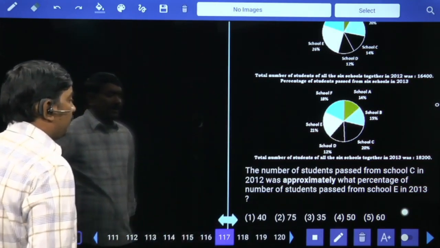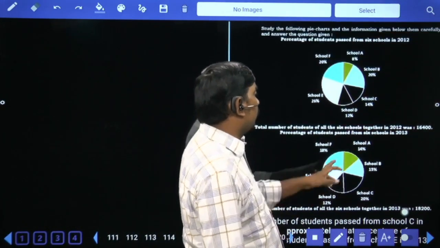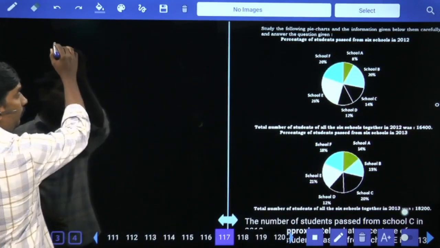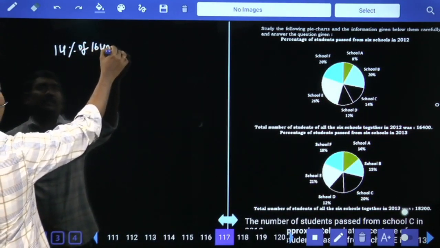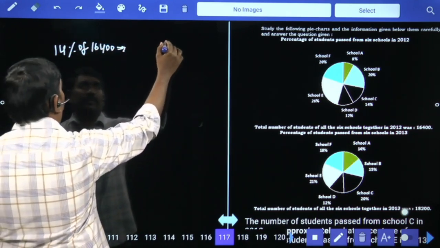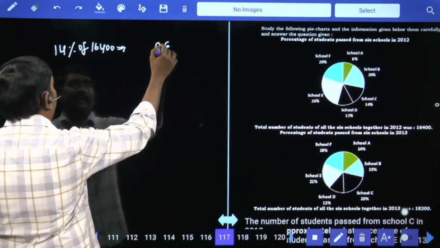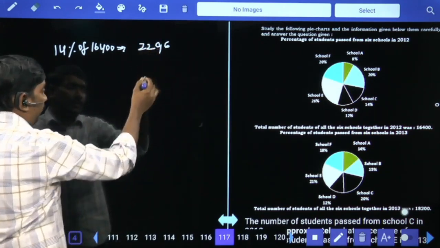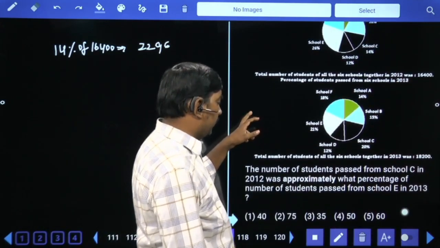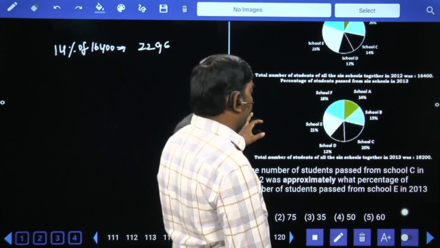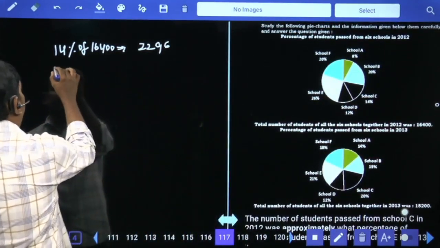The number of students passed from school C in 2012 is 14% of 16,400, which is 2,296. This is approximately what percentage of the number of students passed from school E in 2013? 21% of 18,200.